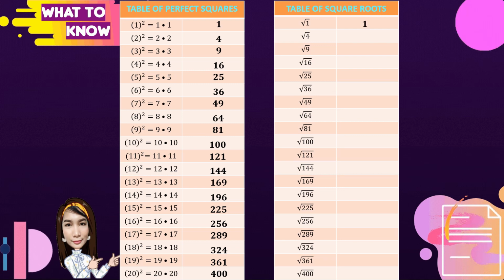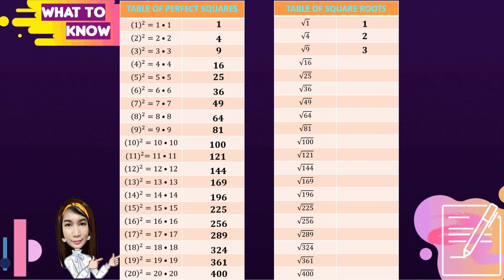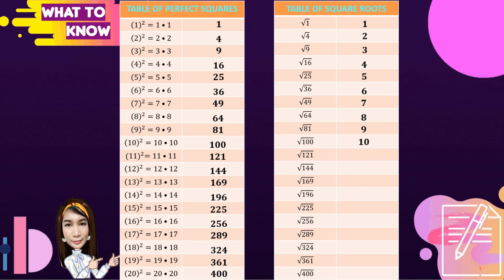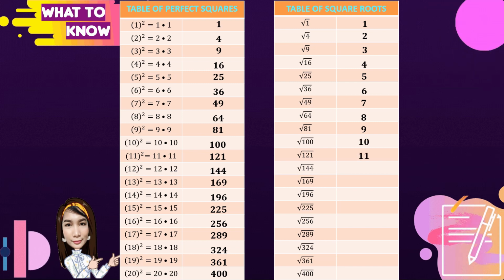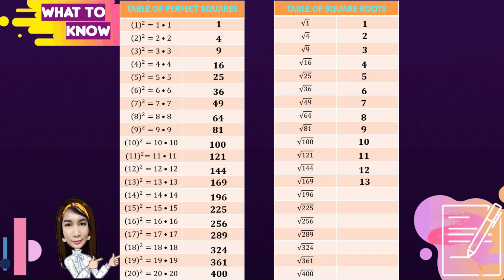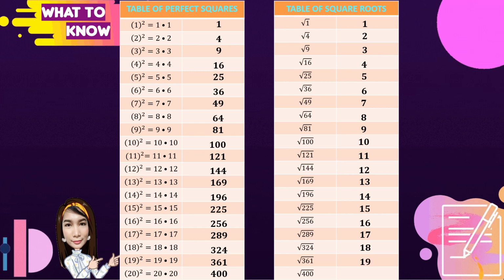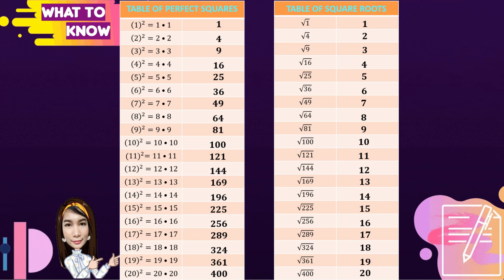Given square root of 1 equals 1, square root of 4 equals 2, square root of 9 equals 3, square root of 16 equals 4, square root of 25 equals 5, square root of 36 equals 6, square root of 49 equals 7, square root of 64 equals 8, square root of 81 equals 9, square root of 100 equals 10, square root of 121 equals 11, square root of 144 equals 12, square root of 169 equals 13, square root of 196 equals 14, square root of 225 equals 15, square root of 256 equals 16, square root of 289 equals 17, square root of 324 equals 18, square root of 361 equals 19, and square root of 400 equals 20. So as you noticed, if we get the square root of a perfect square, it is equal to its corresponding counting number.